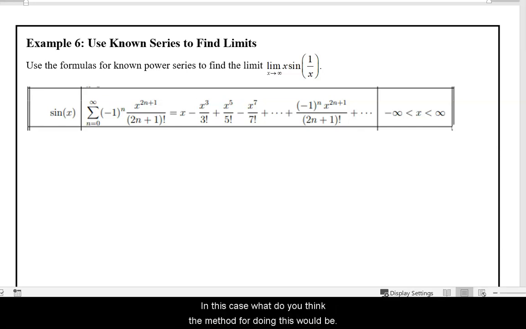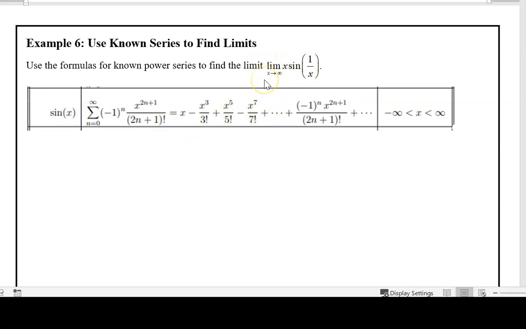In this case, what do you think the method for doing this would be? Yep, you got it. We are going to replace the sine of 1 over x with its power series representation, multiply through by x, and imagine what would happen if we took the limit as x went to infinity. In order to use the known power series, however, we do need to have the same center. Unfortunately, this representation for sine is using the center a equals 0, and our limit is instead approaching the value of infinity.